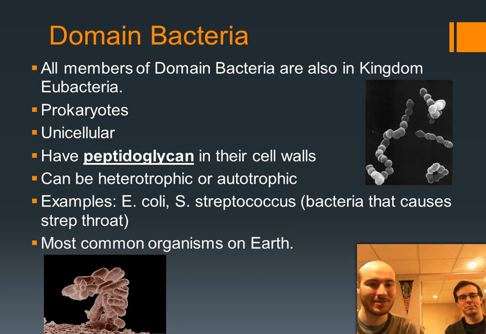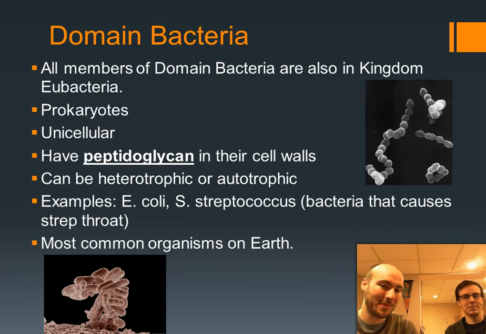So the first domain and kingdom we have here is domain bacteria. Now it's kind of tricky because we said there's six kingdoms and three domains. Well, every single member of domain bacteria is a member of kingdom eubacteria. That seems pretty easy to remember. You just have to remember that bacteria and eubacteria mean the same thing, because the kingdom's not just called bacteria; it's called eubacteria.